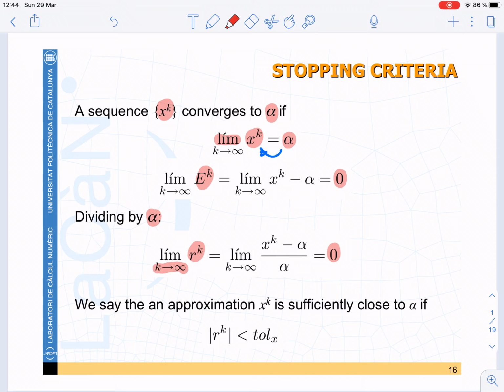In practice, we stop the iteration and deem the approximation x_k good enough if the relative error in absolute value is smaller than a prescribed tolerance. Of course, this is not a practical stopping criterion because alpha is not available. Alpha is precisely the root we are looking for.